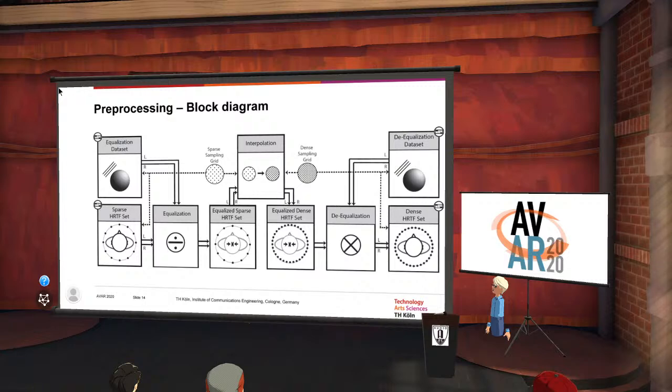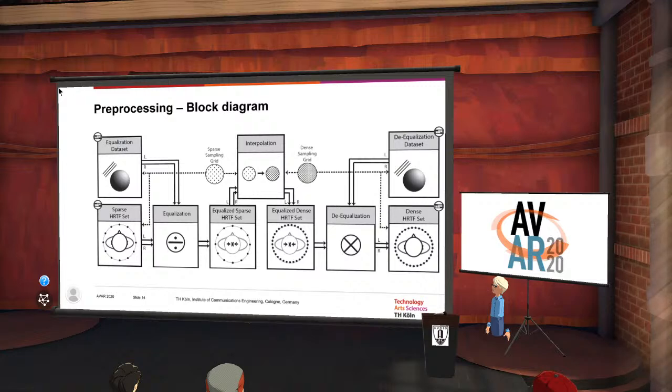Our block diagram is getting a little bit more complicated, a little bit more advanced, if we add the pre-processing. And I added the blocks in this block diagram in the way as we did it from the concept in the SUpDEq, in this spatial upsampling method that we invented. So the idea is we start with a sparse HRTF set, which you can see on the left, and we have some kind of equalization data set. So this is a spherical head model, and what is called here equalization is the same as described before as doing the time alignment.